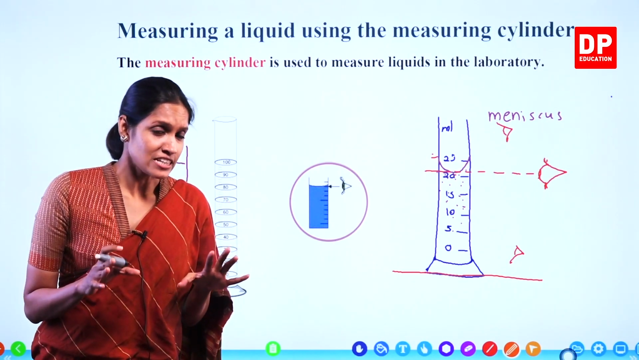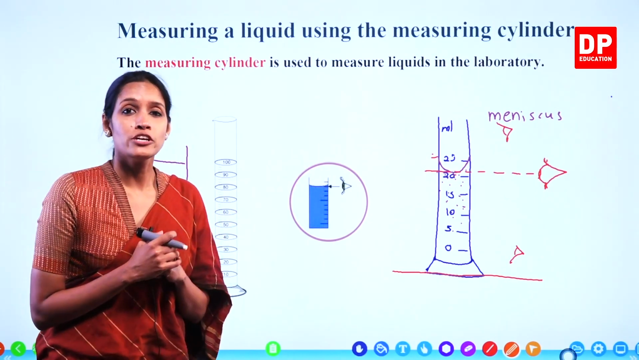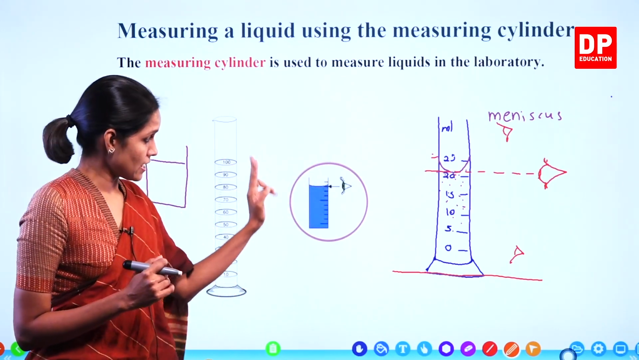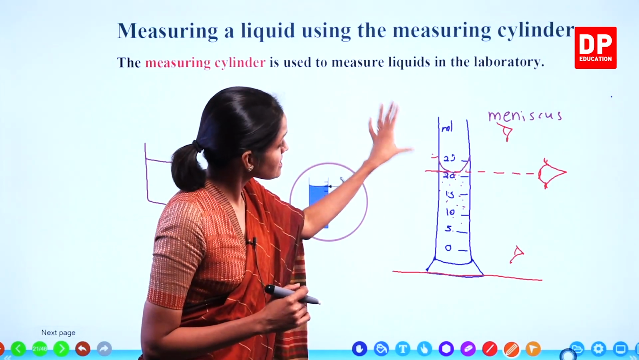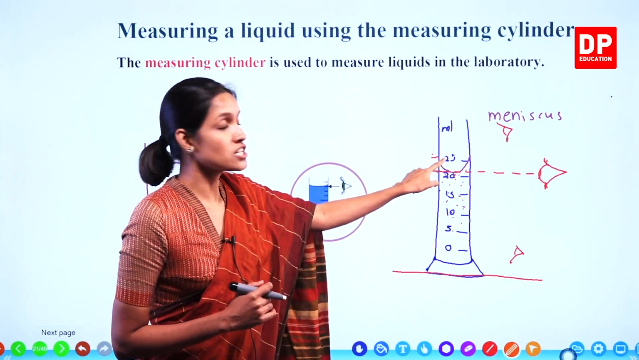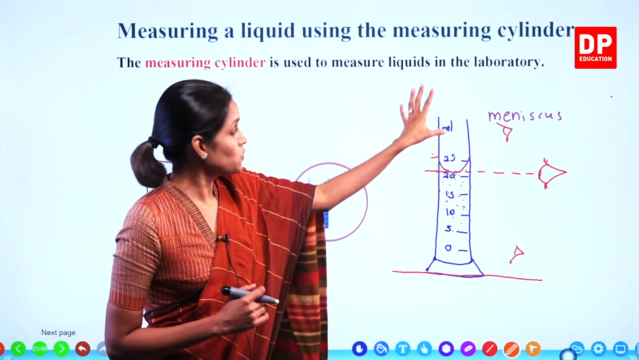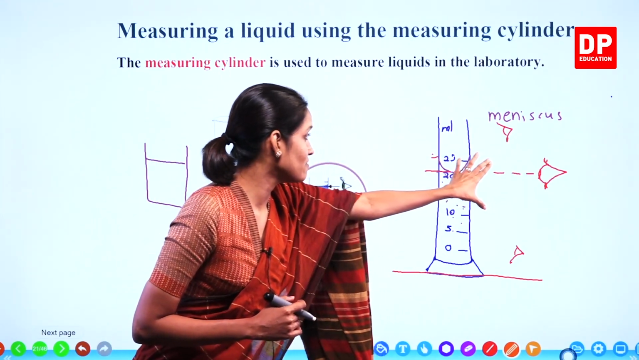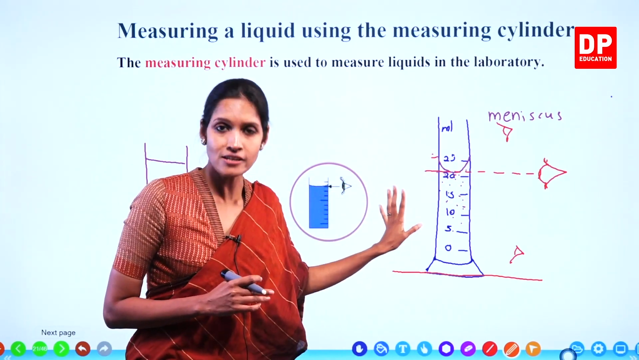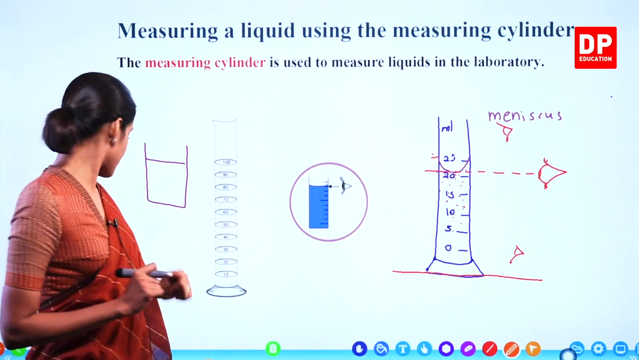So was it clear how to measure a certain volume of liquid using the measuring cylinder? So you have to keep in mind, you have to place this measuring cylinder on a flat surface, and when you measure a certain amount of liquid, you have to take your eyes in level with the lower curved part of the meniscus. Right, children? I hope it's clear now.